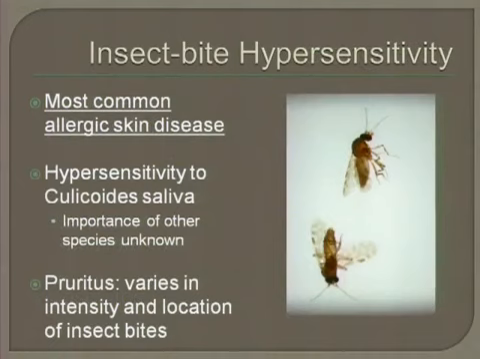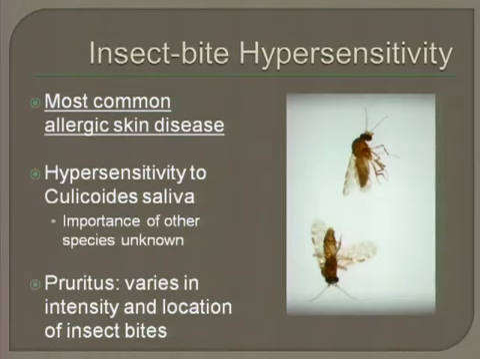So we're going to move on to insect bite hypersensitivity. Insect bite hypersensitivity is the most common allergic skin disease in the horse, and it is caused by hypersensitivity reactions to Culicoides fly saliva. So you can see Culicoides are these tiny little flies here on the right. There's sometimes cross-reactivity observed with the saliva of other flying insects, but it seems to be the Culicoides fly that is of principal importance. And there are many different species of Culicoides that are potential causes of this.